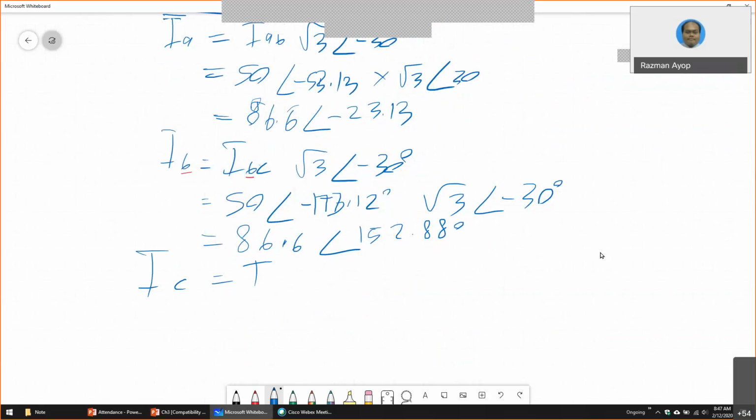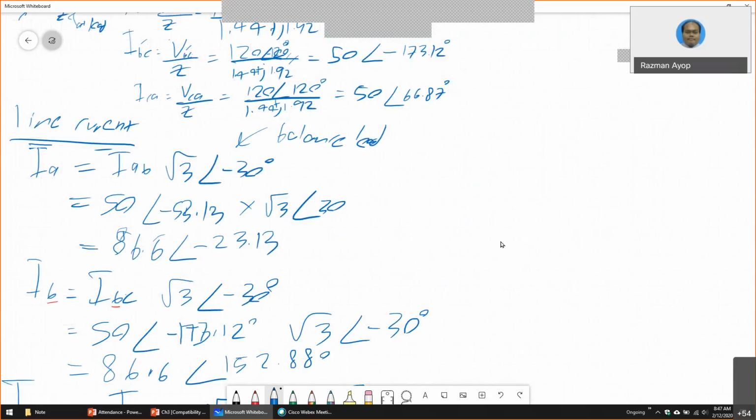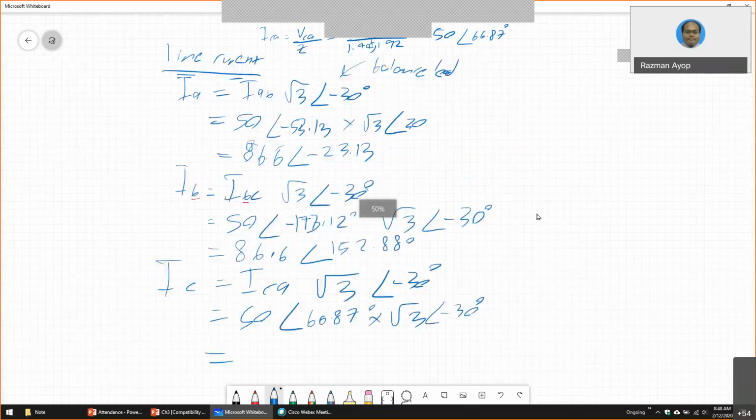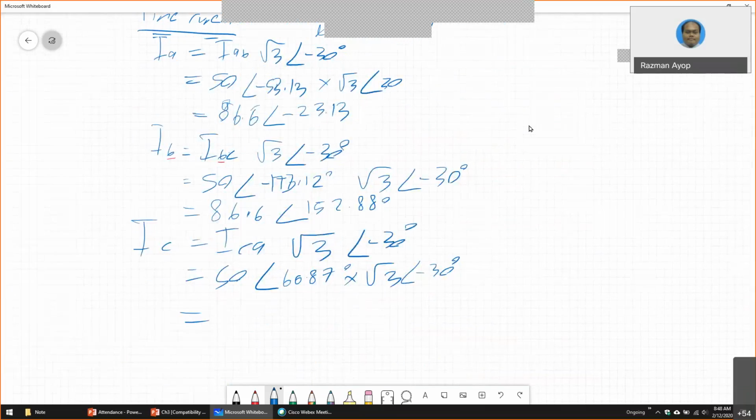And then lastly, IC is equal to ICA, square root 3 angle negative 30 degree. So this 50 angle is, check back, the angle is 66.87 degree. Square root 3 multiplied by 50 angle 66.87, square root 3 angle negative 30 degree. Okay, so you get, this one is 86.6.